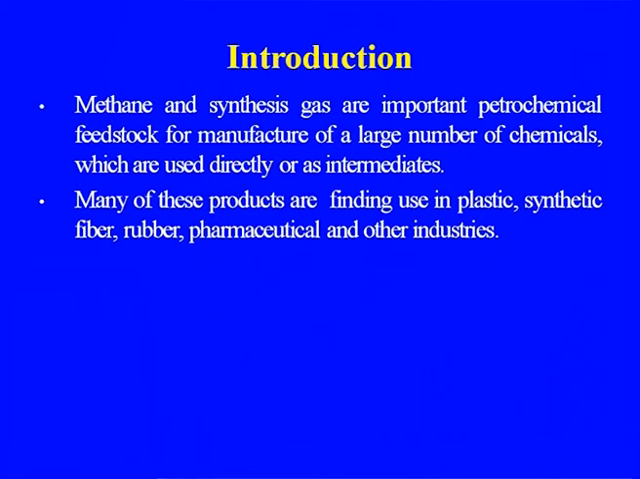Many of these products are finding use in plastics, synthetic fibers, rubber, the pharmaceutical industry and other industries. One of the very important products from the synthesis gas is methanol, and methanol to formaldehyde, and then other uses of methanol in production of MTBE, and now the methanol to olefin technology, which is finding wide application and acceptability in the petrochemical industry. So, these are some of the major factors why synthesis gas is a very important petrochemical feedstock.